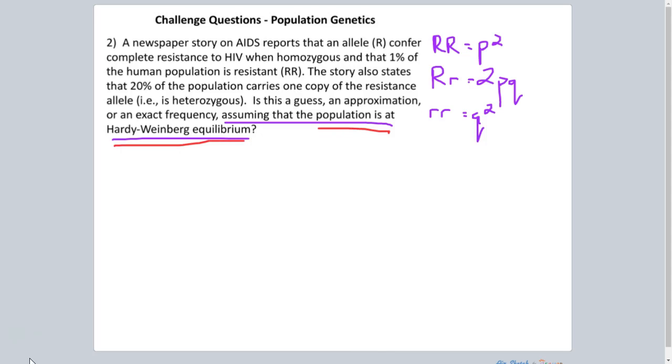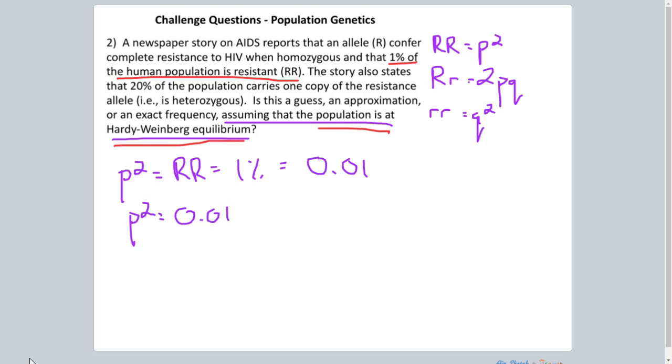Now let's think of the information that this story gives us. What this story tells us is that 1% of the human population is homozygous dominant. In other words, this question is telling us that p squared, that is, the genotypic frequency of homozygous dominance, is equal to 1%. Well, 1% really doesn't help us because that's not a frequency. We need to remember that from a frequency perspective, 1% is equal to 0.01. So now we know that p squared is equal to 0.01. We would like to solve for p.